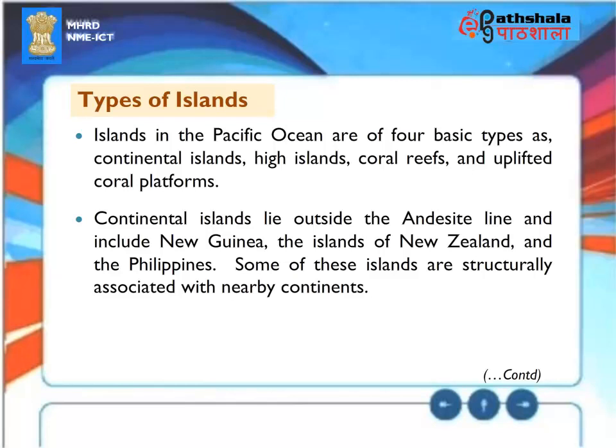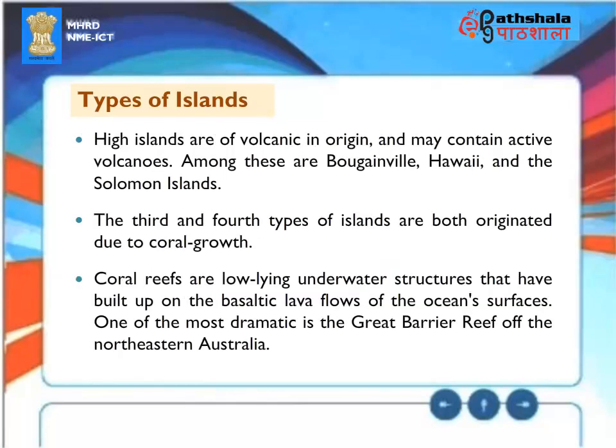Types of islands. Islands in the Pacific Ocean are of four basic types: continental islands, high islands, coral reefs, and uplifted coral platforms. Continental islands lie outside the andesite line and include New Guinea, the islands of New Zealand, and the Philippines. Some of these islands are structurally associated with nearby continents. High islands are volcanic in origin and may contain active volcanoes. Among these are Bougainville, Hawaii, and the Solomon Islands.